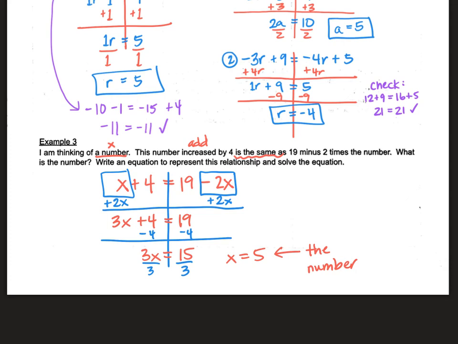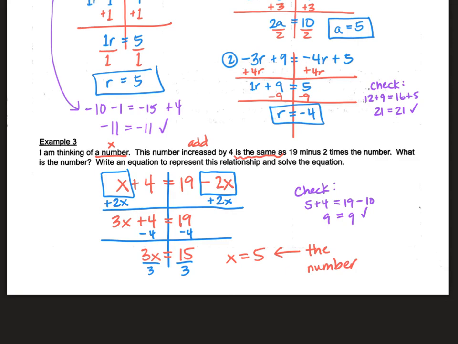Okay, and make sure you go and check it. I'll show this really quick and then we'll be done with this. X plus 4, so the number increased by 4, which means 5 plus 4, is the same as 19 minus 2 times the number. The number is 5, so 2 times that is 10. And 5 plus 4 is 9. 19 minus 10 is 9. And we're done.